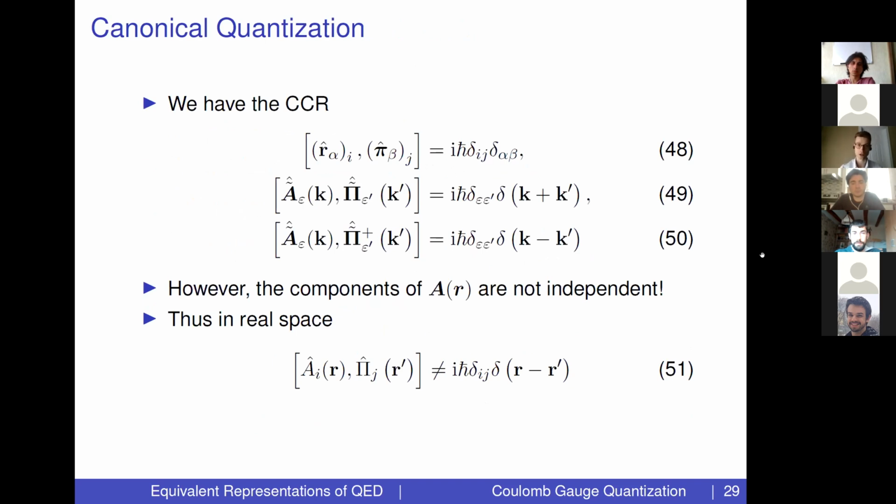Now we can do canonical quantization, and in Fourier space in particular, we find the canonical commutation relation between components of A and the components of the Fourier transform of pi. Of course, we also have that for the particle and its canonical conjugate. So these are just standard expressions. But what we need to be aware of now is that the components of A, of the vector potential, are not independent due to our choice of gauge. So remember, that was the divergence of A is 0. And therefore, in real space, we will not have what we usually would see for canonical commutation relations. So it's not just i h-bar times a Kronecker delta, Dirac delta, but it's something else. And we want to see now what exactly it is.